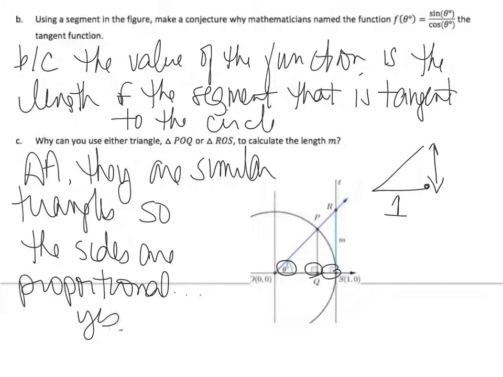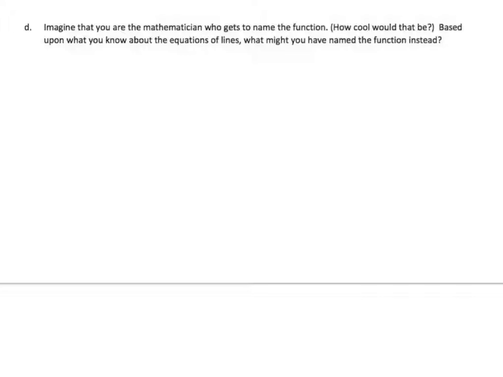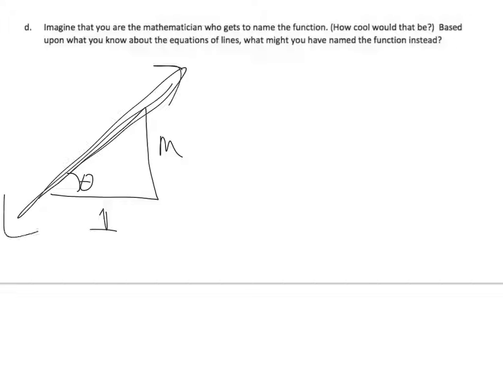So technically, yes, you can. Okay, letter D. Imagine that you are a mathematician who gets to name the function. How cool would that be? Based upon what you know about the equations of lines, what might you have named the function instead? I mean, if we're doing tangent theta is m over 1, I don't know. This would be our secant line. Joe. I would name it Joe.